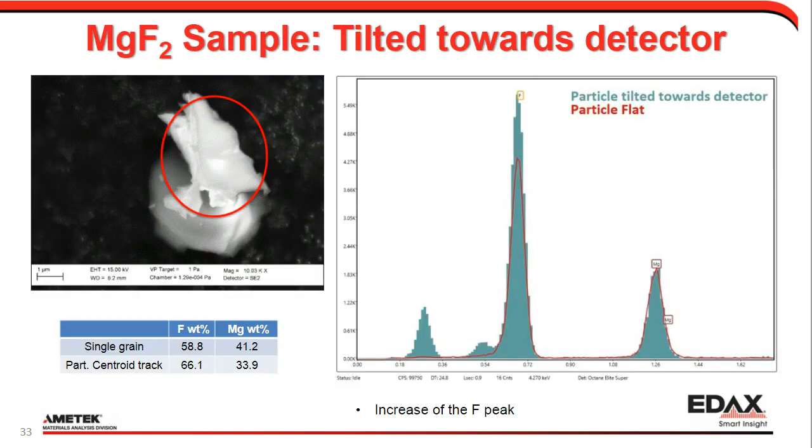Here is one example. The detector direction is to the top. This particle is tilted facing towards the detector. Look at the analysis below. We see this particle has a higher fluorine concentration than the single large grain, which is the true composition. In the spectrum, we see the particle tilted towards the detector has a higher fluorine peak. That's due to the higher takeoff angle, so less absorption of low energy X-rays.